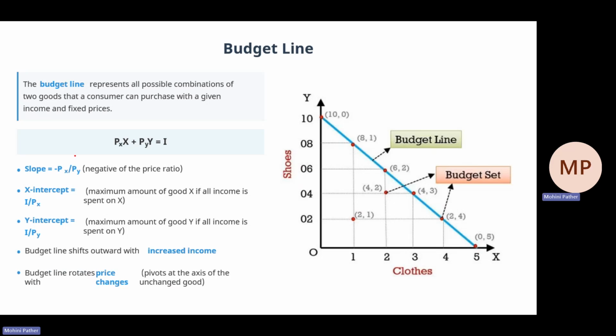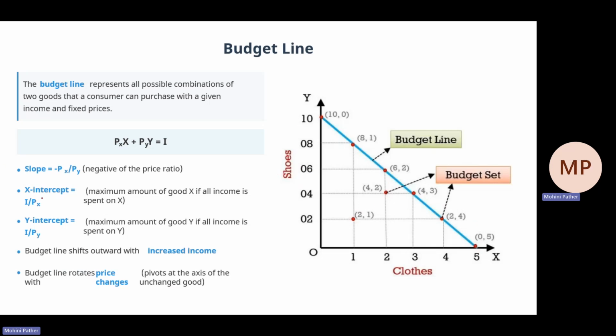Okay, so here you'll see that there is a slope indicating the negative of the price ratio. That means that here, if we were to buy 10 units of shoes, we would be able to purchase 0 clothes. As we are willing to decrease our purchase of shoes, we can then increase our purchase of clothes. So as one increases, the other must decrease. Because there is this compensation, we have this negative slope.